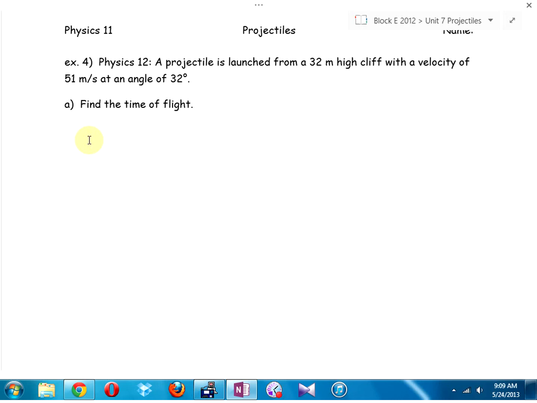Unlike example 3, launching horizontally from a cliff, not too bad. Example 4, launching from a cliff at an angle. See it? You know how we're going to start?